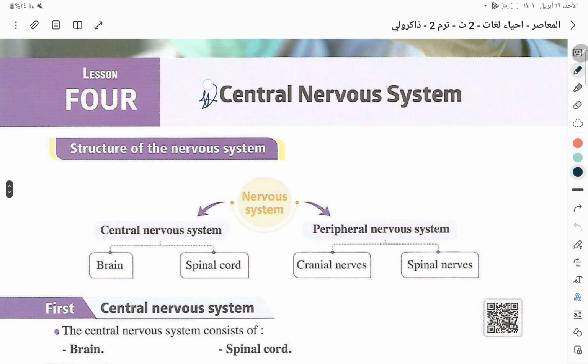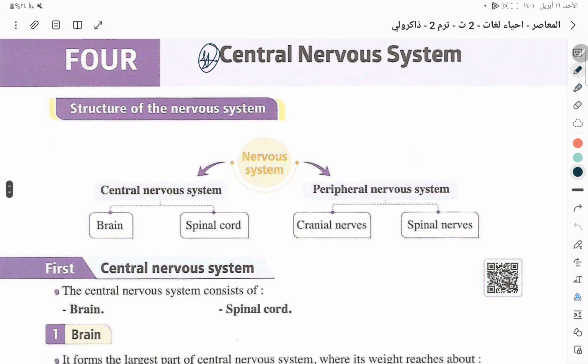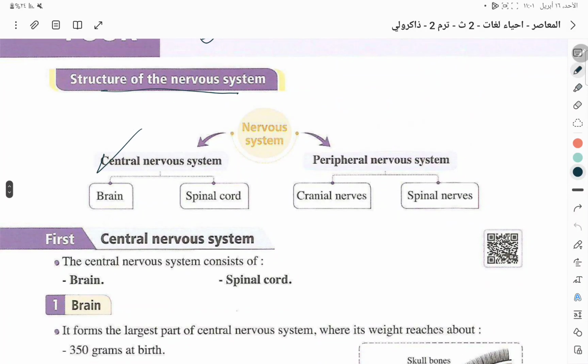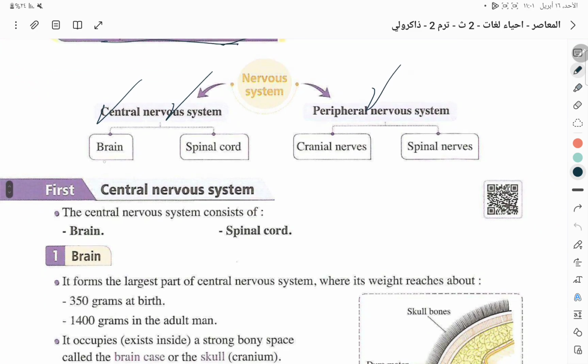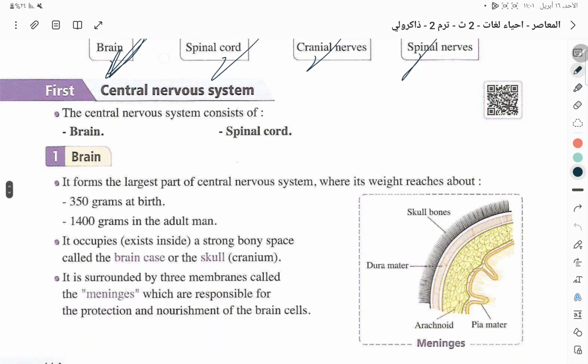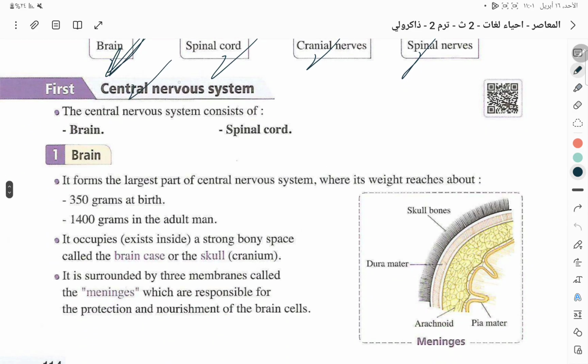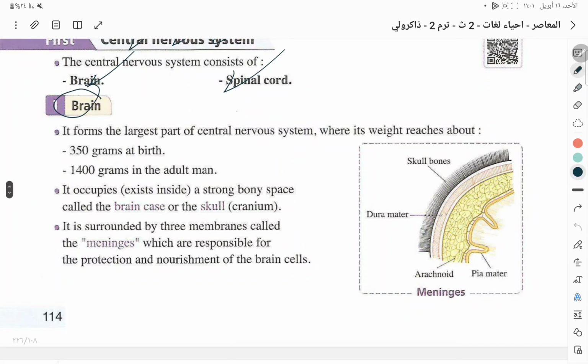Nervous system. Lesson 4. What is the structure of the nervous system? The nervous system consists of the central nervous system and the peripheral nervous system. The central nervous system consists of the brain and the spinal cord. The peripheral nervous system consists of cranial nerves and spinal nerves.